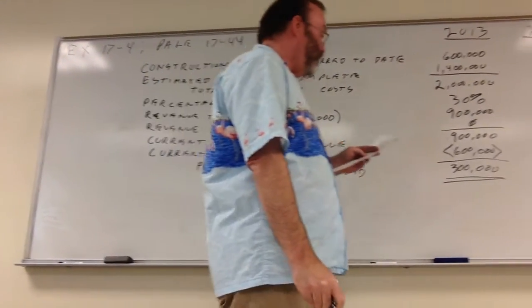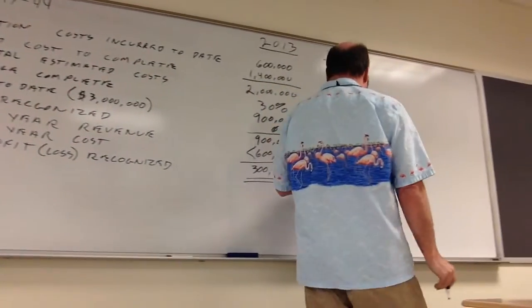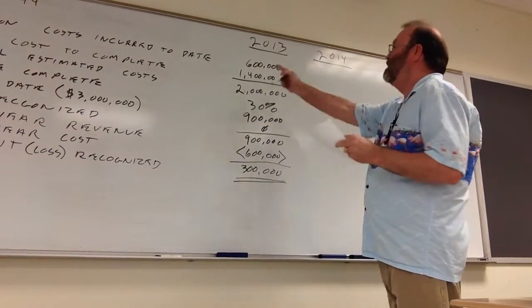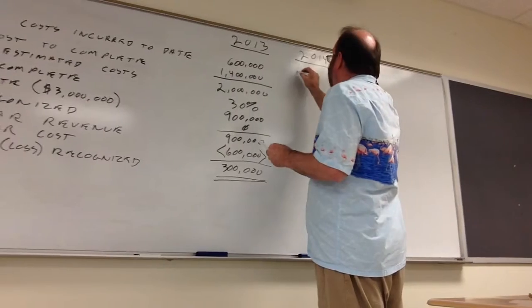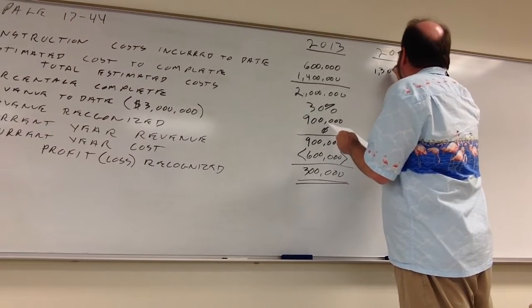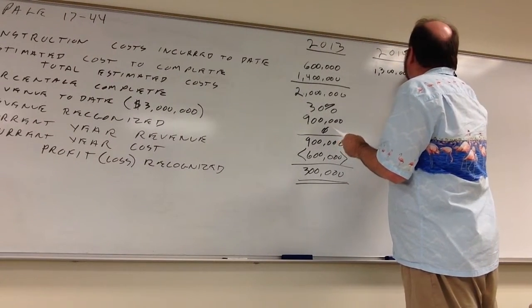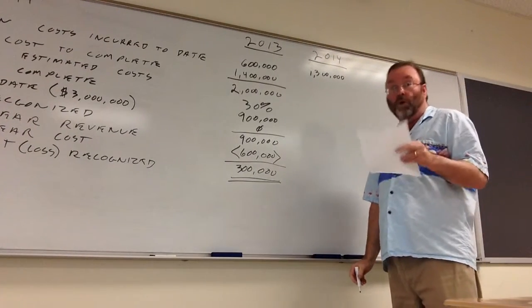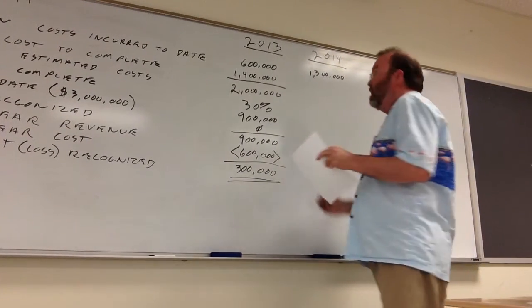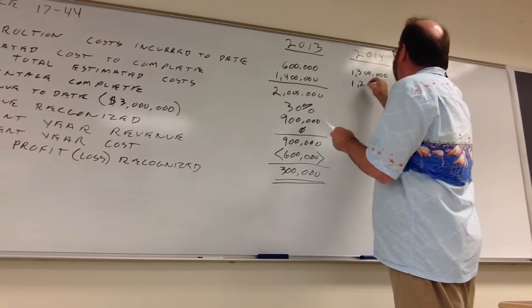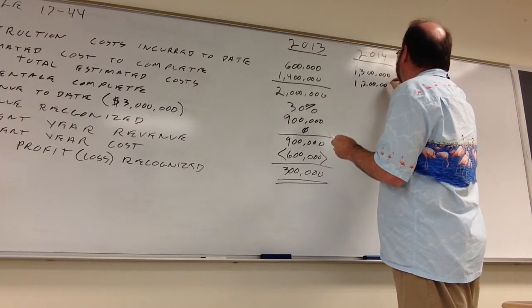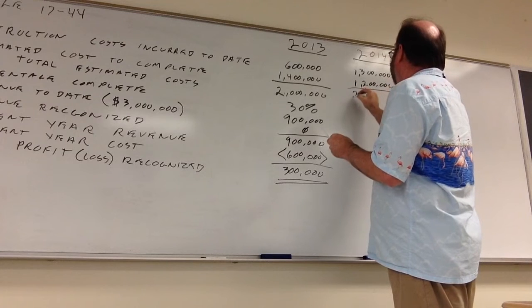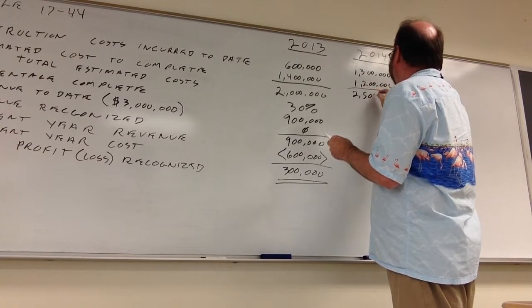In 2014, we're going to incur another $700,000, bringing the total to $1,300,000. At the end of the 2014 year, we estimate another $1.2 million to finish this job. Now we have a total of $2.5 million.